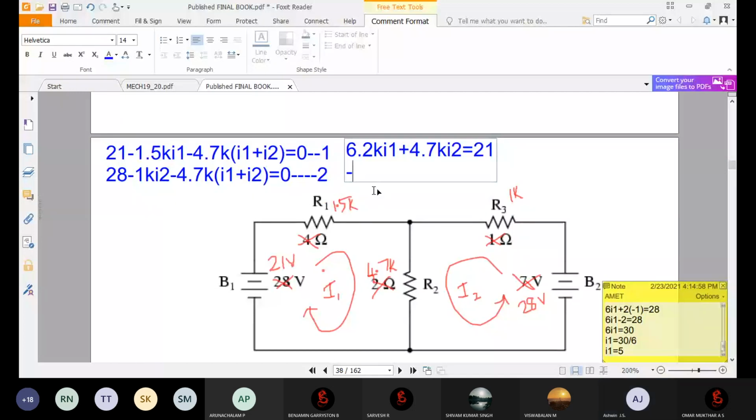Minus I1, how much? It is nothing but simply 4.7k minus... so if you add 5.7, sir, 5.7k, yeah, correct. So you have written 4. I1... I equal to minus 28. Yes, sir. Now what we have to do?